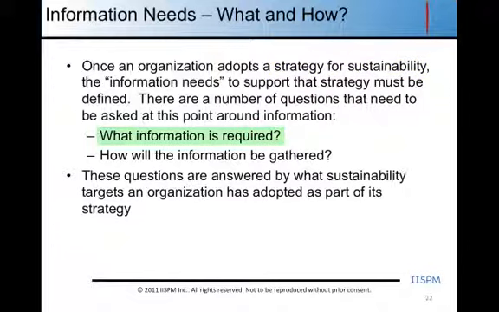What particular information is required, and how will the information be gathered? These questions are answered by what the sustainability targets the organization has adopted are as part of its strategy. The key area around information needs is that the information has to be useful and usable. So when we ask about what information is required, we need to be very clear that what we're asking is what is required to manage sustainability within these projects.